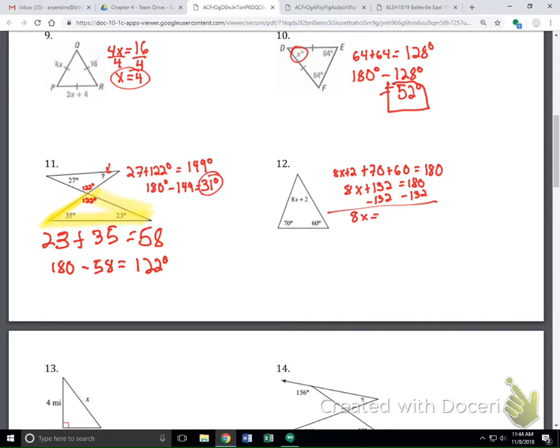8x equals 48. We're going to divide by 8.